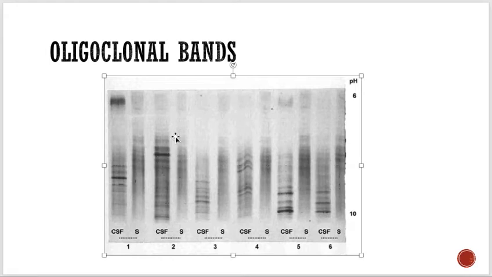So what we do is pass a current through that CSF, and we get some bands which are abnormal, which are not present in normal CSF. Again, these oligoclonal bands are not diagnostic for multiple sclerosis, but they are one of the findings in multiple sclerosis, so they can help in making the diagnosis of multiple sclerosis, right? So this is called oligoclonal bands.